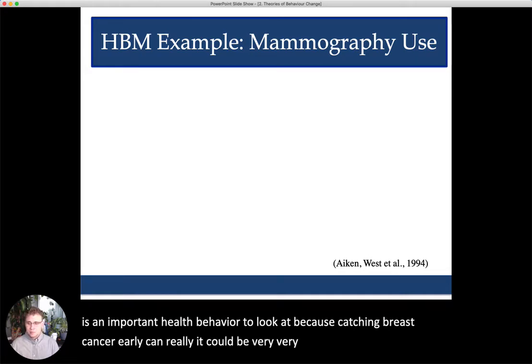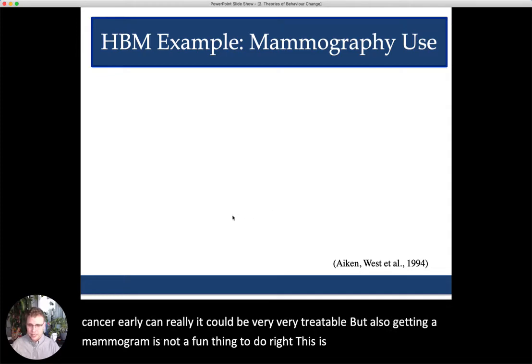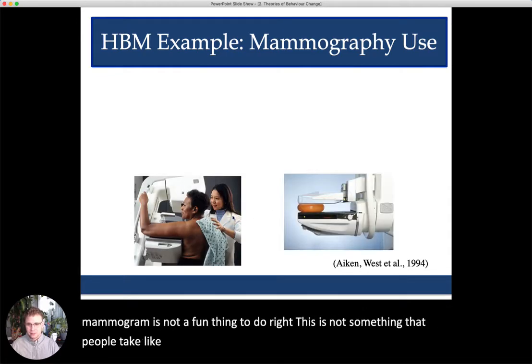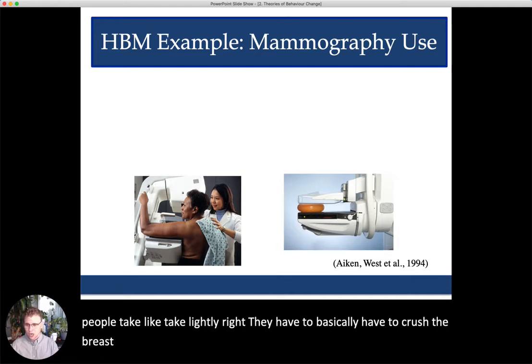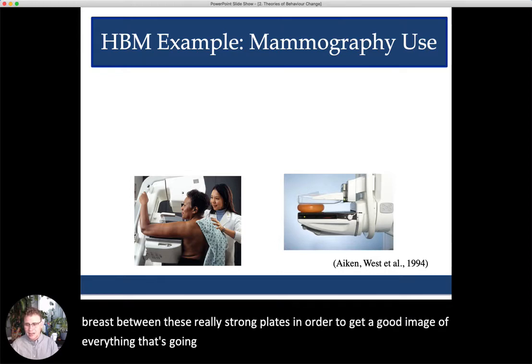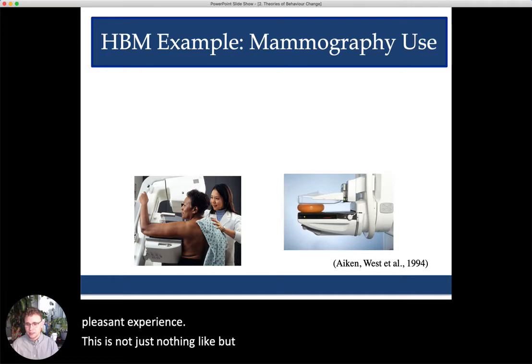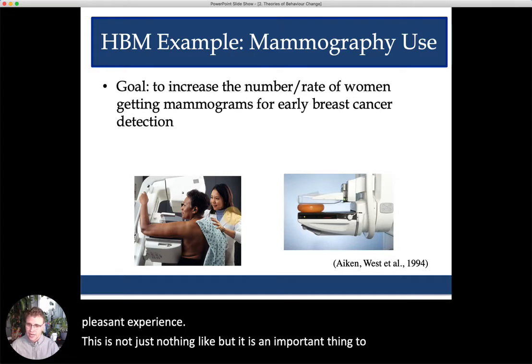But also getting a mammogram is not a fun thing to do, right? This is not something that people take lightly, right? They basically have to crush the breast between these really strong plates in order to get a good image of everything that's going on inside of there. So this is not a fun, pleasant experience. This is not just nothing, right? But it is an important thing to do once you reach a certain age.